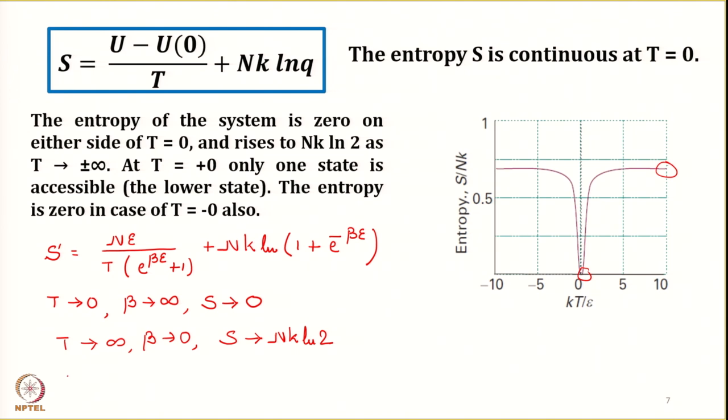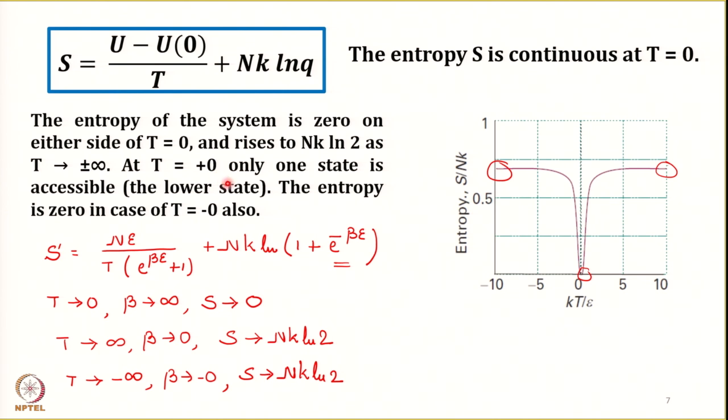It approaches a value of 0.693. Similarly, you can talk about when T approaches minus infinity. Anyway, when infinity comes in the denominator, the first term will become 0. And T is minus infinity, that means beta is approaching minus 0. So therefore, when you put beta is minus 0, exponential 0, S will approach nk log 2. And that's what you observe over here. Therefore, the entropy of the system is 0 on either side of t equal to 0 and rises to nk log 2 as t approaches plus minus infinity.